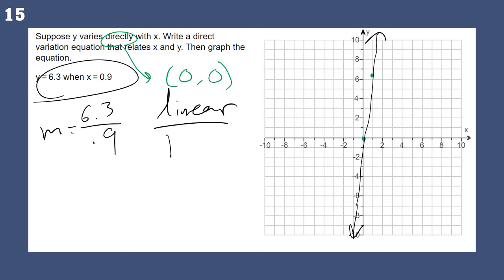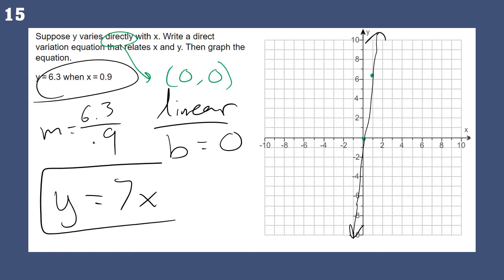And then my y-intercept, where does it cross the y-axis? At 0. So my equation is going to be y equals, and if I simplify that slope and divide both of them by 0.9, I get y equals 7x. Now that's much easier to graph because I start at 0, 0, and I just go to 1, 7.